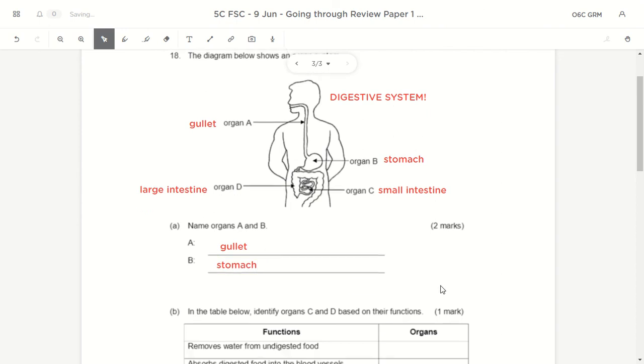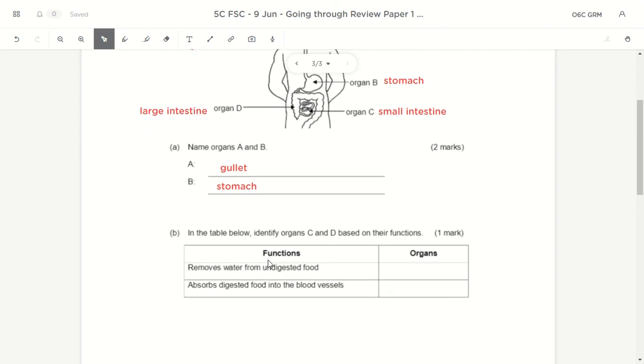Okay, now go to the bottom. In the table below, identify C and D based on their function. So, I mean, based on the diagram, you can identify, but let's say I want to identify based on the function. Absorbs water from undigested food. We know this must be the large intestine. So large intestine, this will be D.